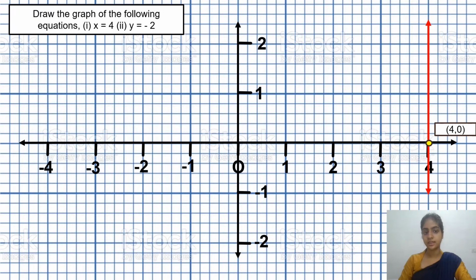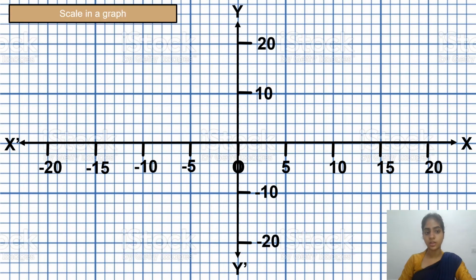So we draw the line which is parallel to the y-axis. We get the line x = 4, and then next we take y = -2. y = -2 will be the point (0, -2). Once we get it, we draw the line parallel to the x-axis, which is y = -2. This is how we plot the graph and find the lines parallel to the x-axis and y-axis.